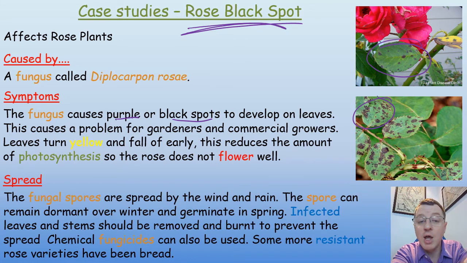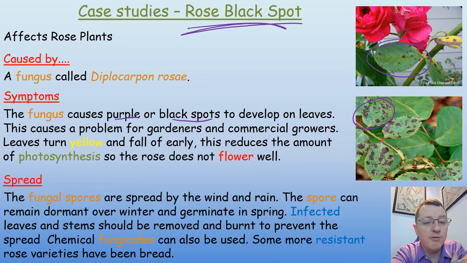Leaves will turn yellow and fall off early, and this reduces the amount of photosynthesis. So the rose will have fewer sugar reserves and starch reserves inside it, so it won't flower as well. And this can have a large economic effect on the farmers and the commercial growers of roses, especially as we're coming up to certain times of the year, for example, Valentine's Day.